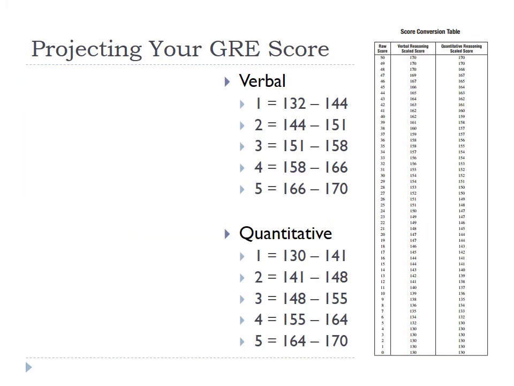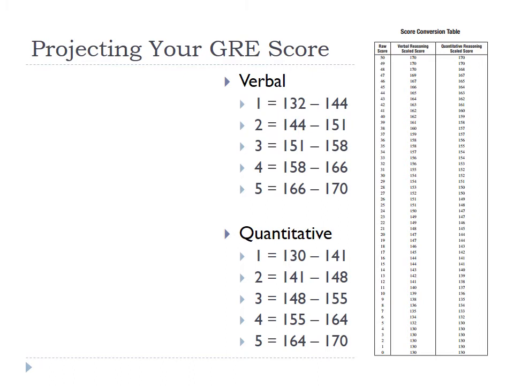So here's how we convert your raw scores from 1 to 5 on each section to GRE scores, which range from 130 to 170. What I have here are score ranges. So if you got a 3 on verbal, for example, then we would estimate your GRE score to be somewhere between 151 and 158. And you're going to have 2 of these scores, one for the pre-test, one for the post-test, and a set of 2 for the verbal and a set of 2 for the quantitative.